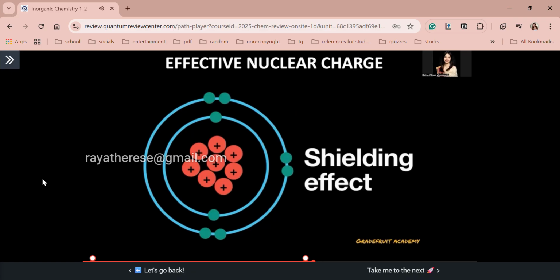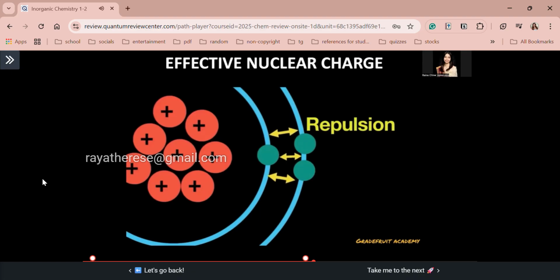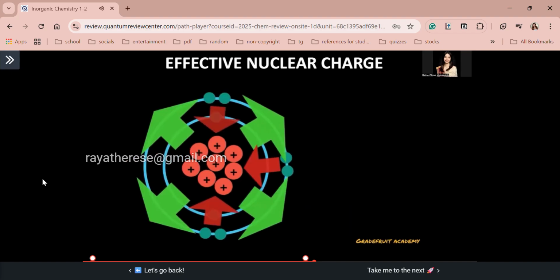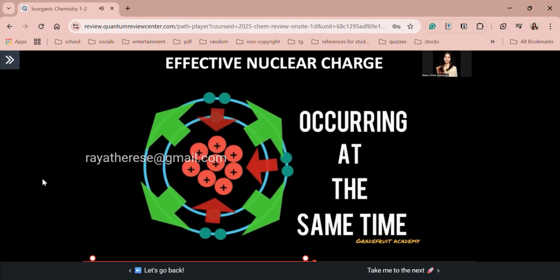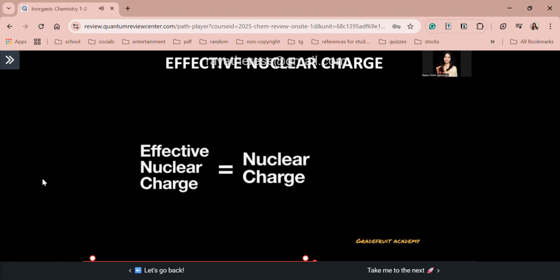On the other hand, the shielding effect in an atom has an expansionary effect which causes the atomic radius to become bigger. This happens because the electrons in the inner shells repel the electrons in the outer shells, hence forming a shielding effect which prevents them from experiencing the full effect of the actual nuclear charge. Both the shielding effect and the nuclear charge are occurring at the same time, and the combined expansionary and contractionary effect is what we call the effective nuclear charge, which is given by the formula effective nuclear charge equals nuclear charge minus the shielding effect.